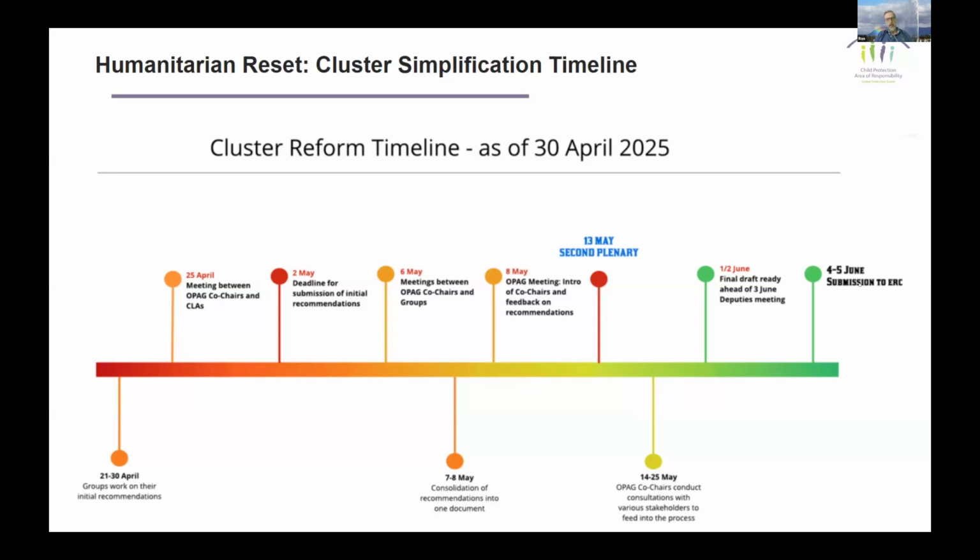with a final draft that was shared with the ISC deputies, which met yesterday to, among other things, discuss this report by the OPAG co-chairs. They will submit that these days, either today or tomorrow, to the ERC. And then there will be an ISC principals meeting on the 17th of June, which will make the final decision.